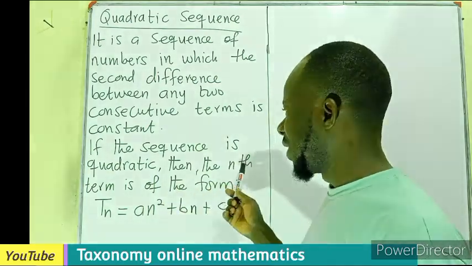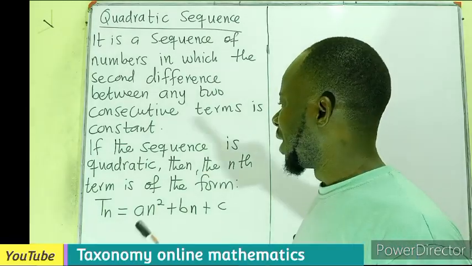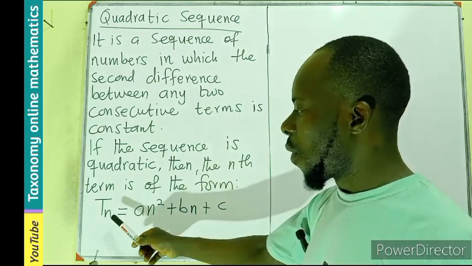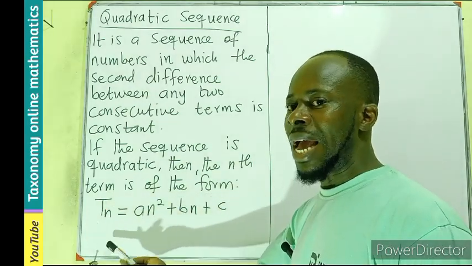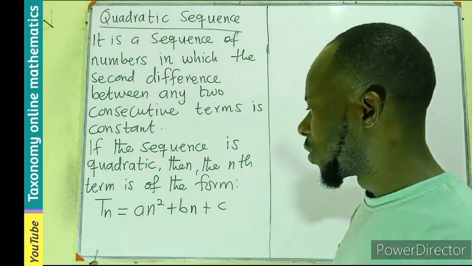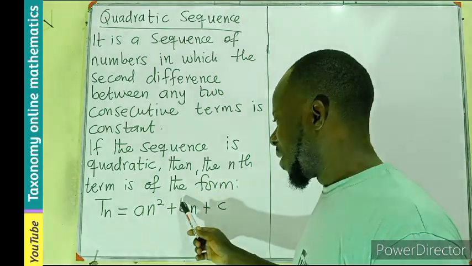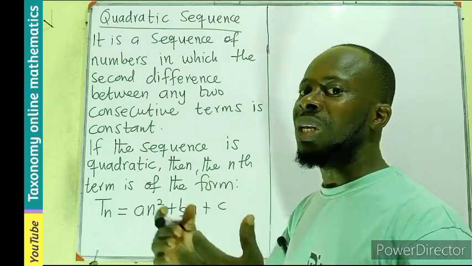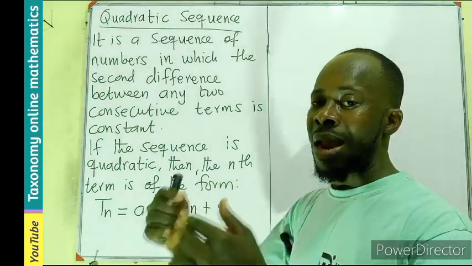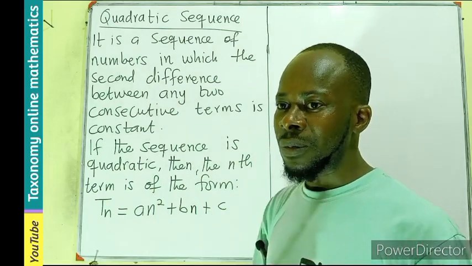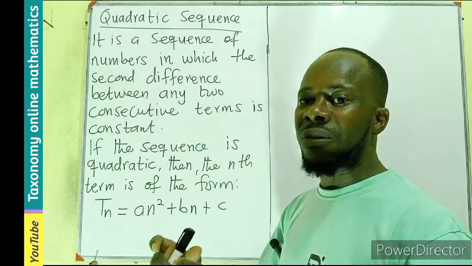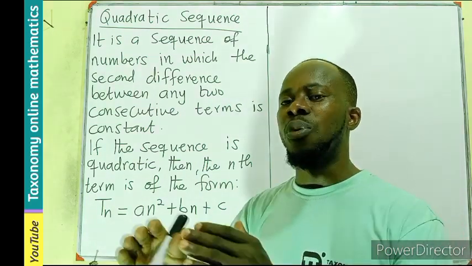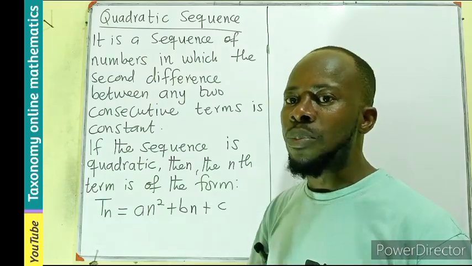So if the sequence is a quadratic sequence, then the nth term of the sequence is of this form. We can use u subscript n or t subscript n equals an squared plus bn plus c, where a, b, and c are just constants to be derived. Then n is just the number of terms in that sequence. So it means that if a sequence is given, we might not be able to apply the arithmetic progression or the geometric progression.